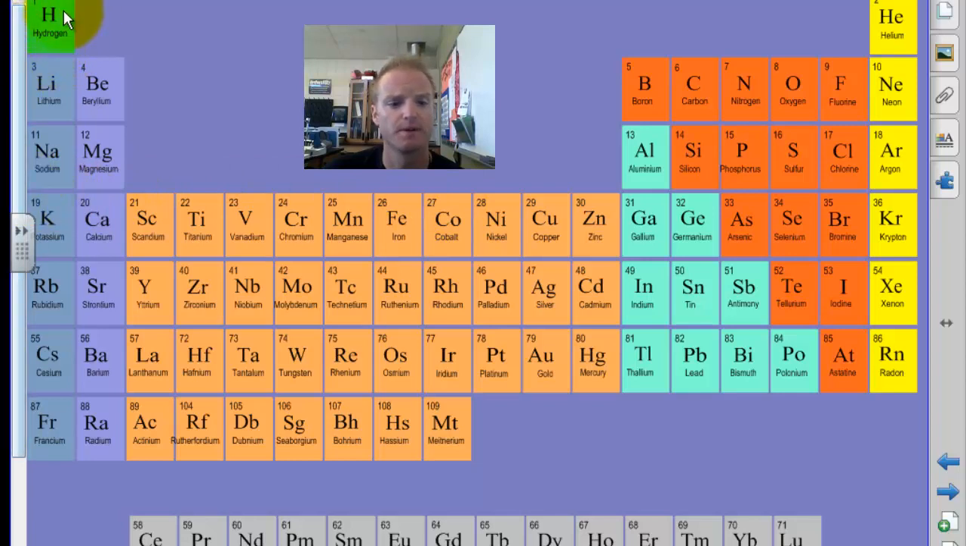You can see it's in its own color. Hydrogen, even though it is on this left-hand side, it's a non-metal. Hydrogen is not a metal. But again, chlorine gas, those are all non-metals.